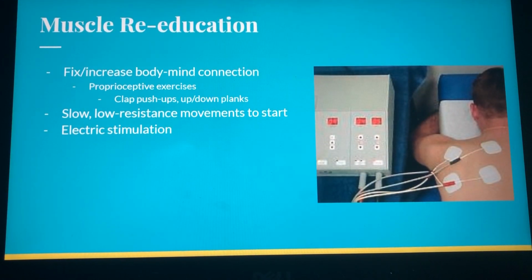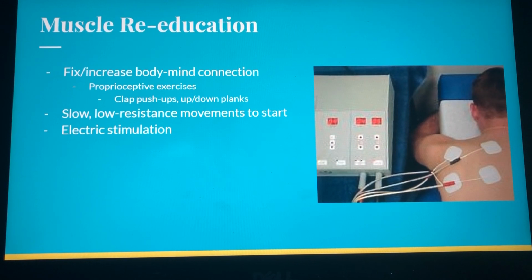When it comes to muscle reeducation, there's multiple ways you can go about it, but the basic principle is just getting the muscles to fire properly and rehabbing that mind-body connection. So one of the main ways that we do it in the later stages of rehab, once the muscles are fully activated, is proprioceptive exercises, which include clap push-ups, up-down planks, anything to use the combination of eccentric and concentric going back and forth.